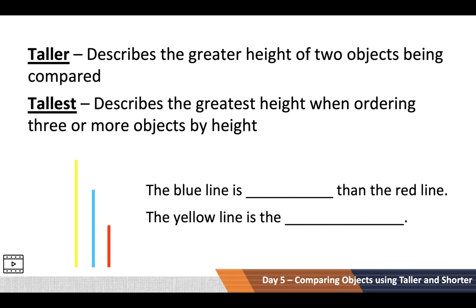So, the first sentence asks us to compare the blue line to the red line. The blue line is taller than the red line. The next sentence says the yellow line is the blank. From there we have to compare the blue line to the yellow line. The yellow is taller than the blue. So the yellow line is the tallest.